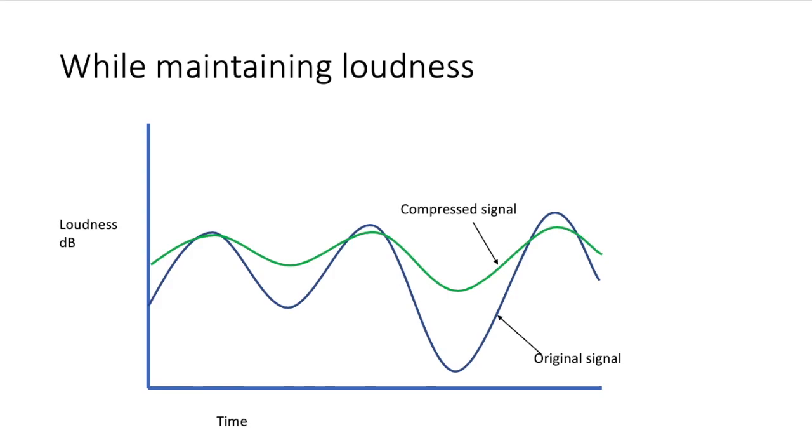In my next video, I will talk about the two most important knobs on the compressor, which are the threshold and the ratio knob, and I'll explain what they are and how they're used.